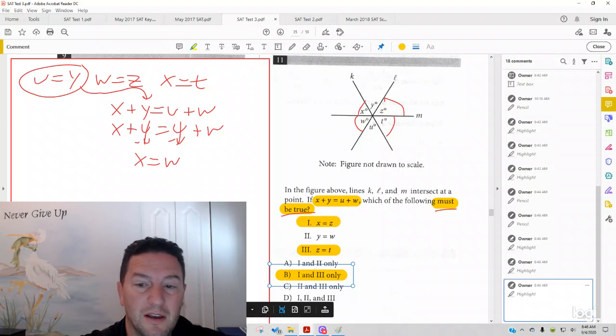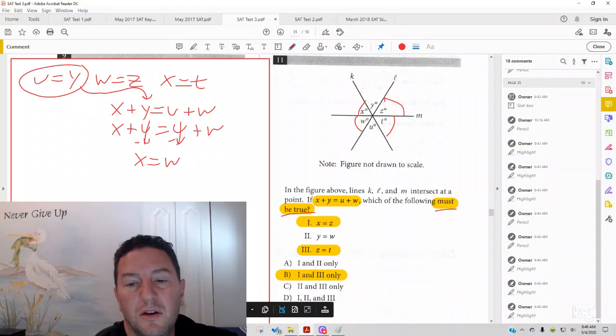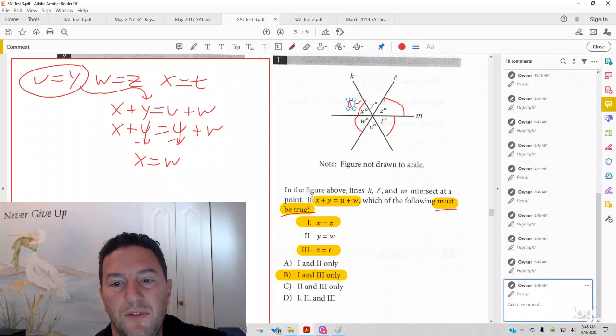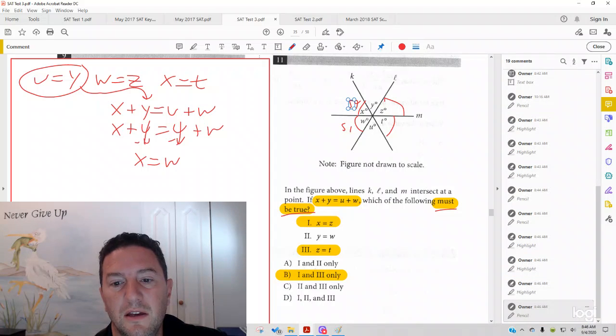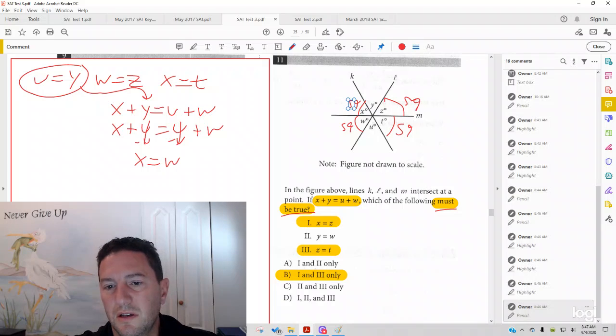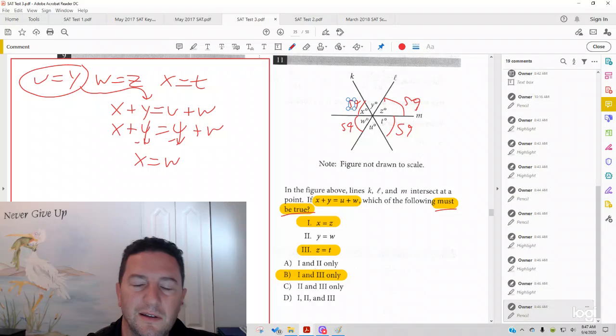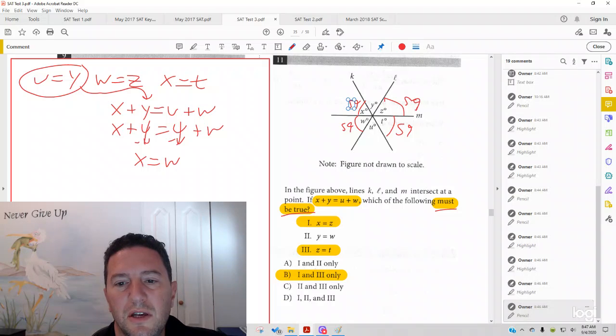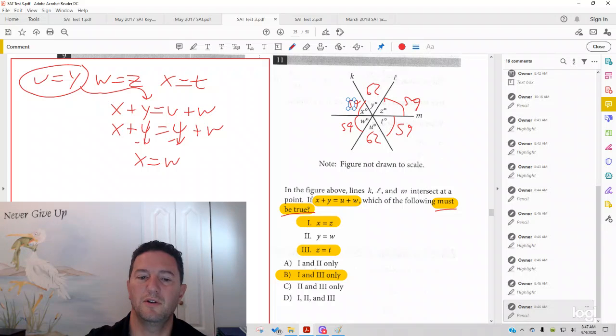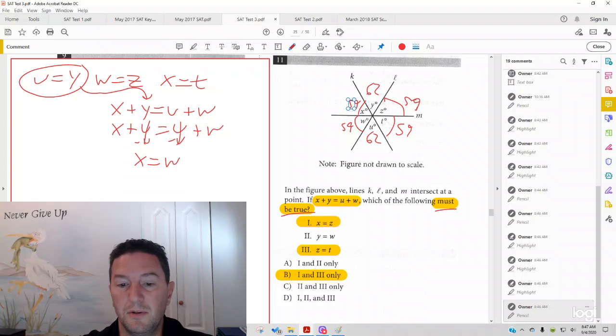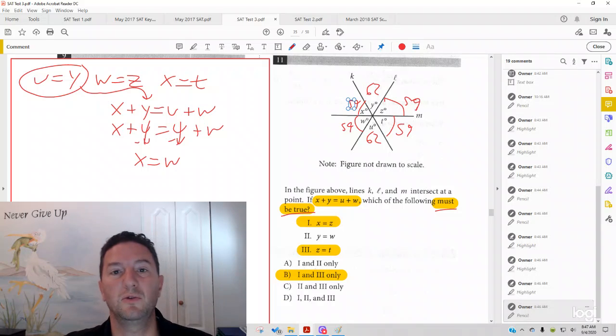And if we did pick numbers to prove this, we could see that that could be 59, that could be 59, that could be 59, that could be 59. Why do I choose 59? Because if this was split evenly 6 ways, which it looks like it is, then they would each be 60, but granted, figure not drawn to scale, in which case this would be 62, this would be 62. And there you have a scenario where Roman numeral 2 does not have to be true. Y does not have to equal W.